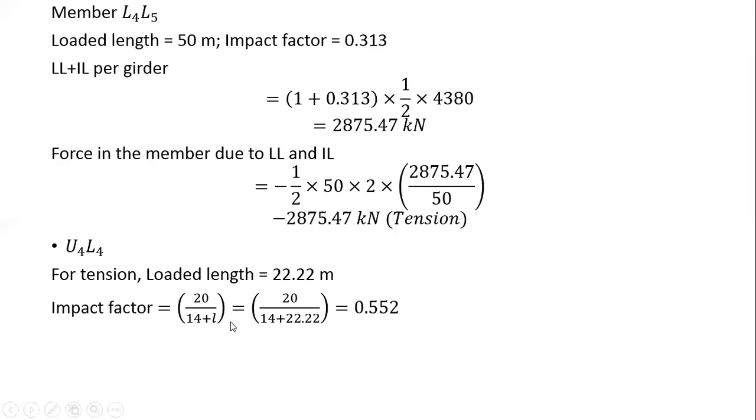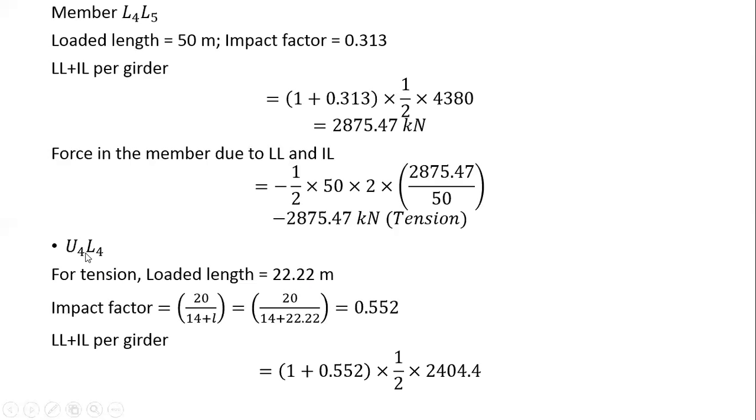So 20 divided by 14 plus L is 22.22. So this is your impact factor. So live load plus impact load per girder will be how much? This is full live load plus impact factor into half of this value. That is 2404.4. Now this is taken from the table corresponding to this loaded length, 22.22 meter.